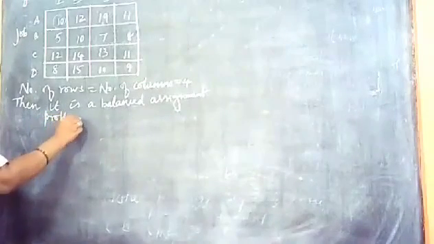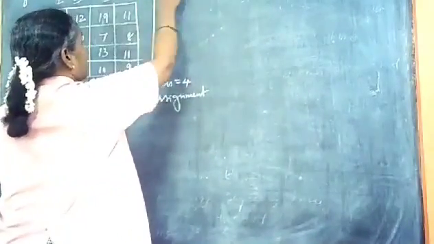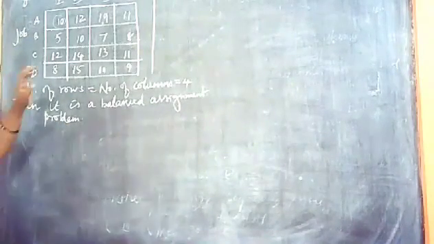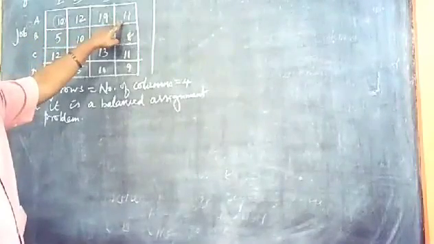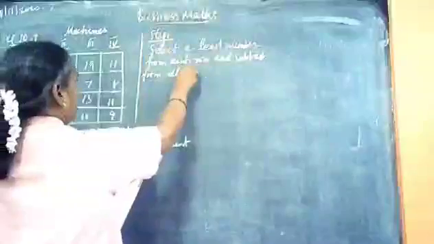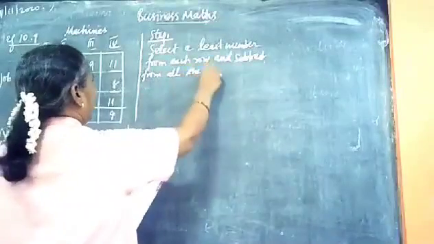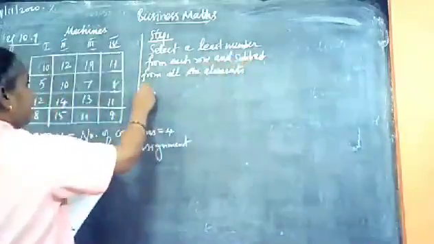Then directly we can move to step 1. What is step 1, children? Before doing step 1, I told you to write the statement of what you are going to do there, without fail. Select a minimum number from this row and subtract it from its elements in its row.